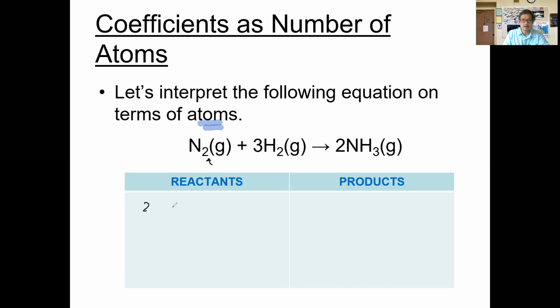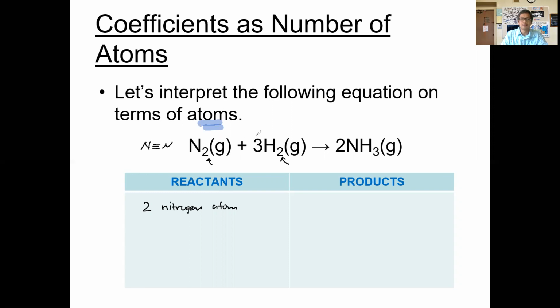So we're going to write down that we have 2 nitrogen atoms, because diatomic nitrogen, elemental nitrogen, is comprised of 2 nitrogen atoms. On the reactant side as well, if you take a look at hydrogen, this subscript tells us that for every molecule of hydrogen, so let's make sure you remember this, nitrogen is diatomic. We talked about that with the Lewis dot structure.